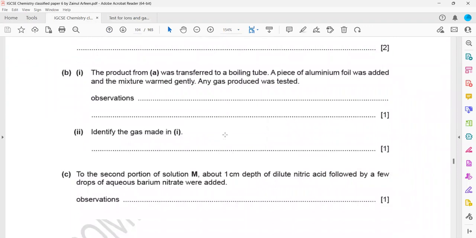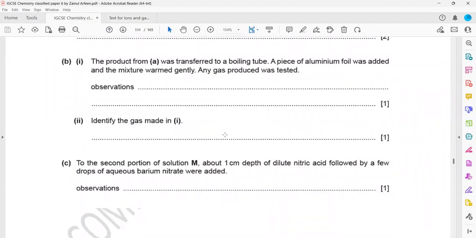So the product was transferred into a boiling tube and aluminum foil is added and the mixture was warmed gently, and any gas produced was tested. So what we will see: we test with damp red litmus, and it will turn blue. And identify the gas. Which gas is given off when this is done? Ammonia. So it's ammonia.